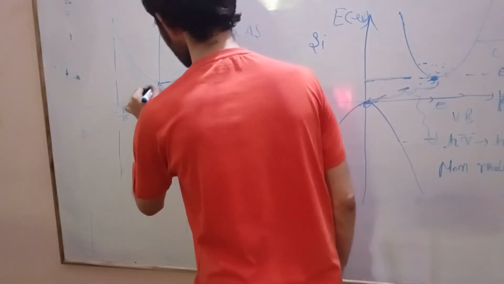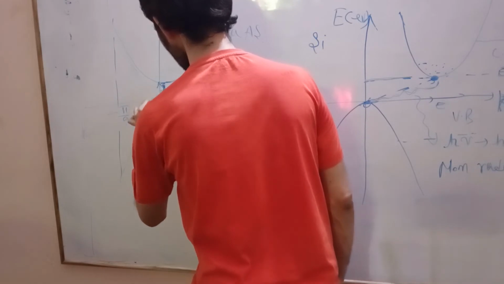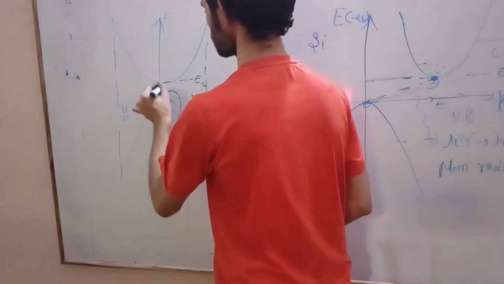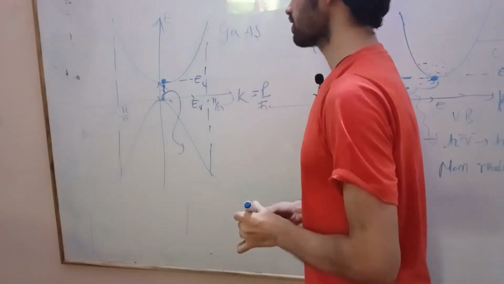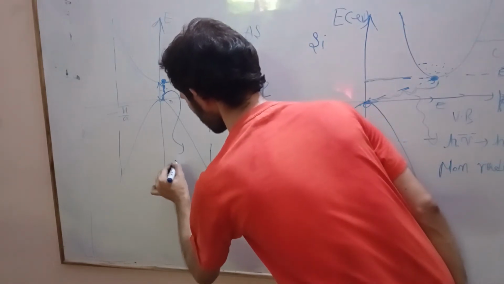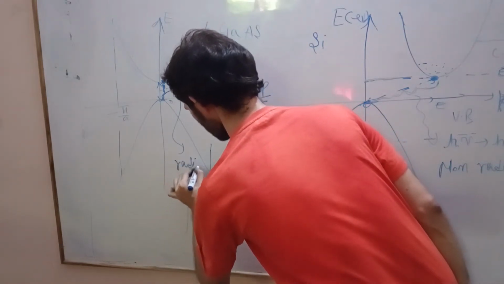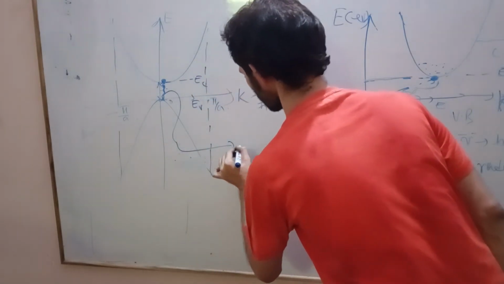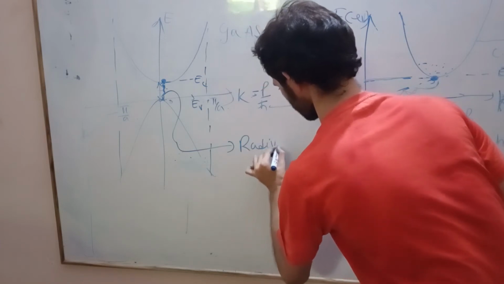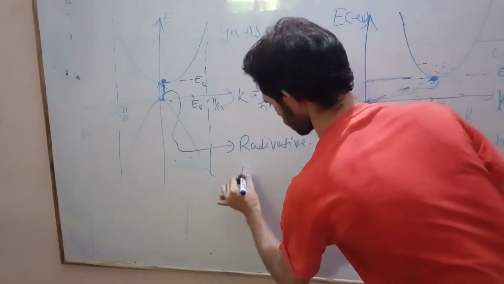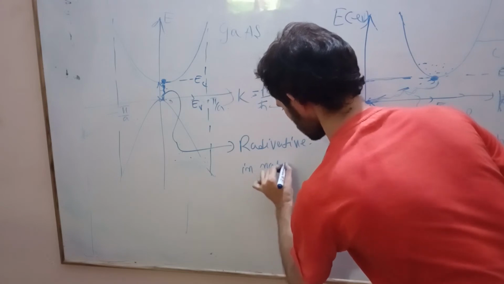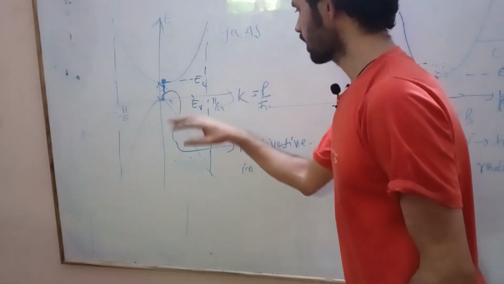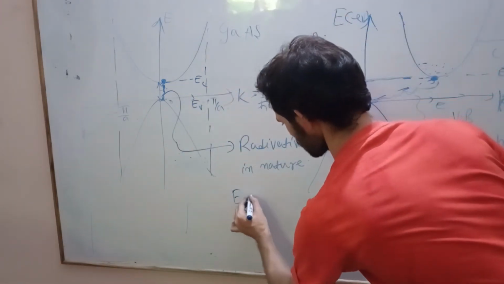But here, whatever energy comes out during the transition of electron from conduction band to valence band, that energy is radiative in nature. This energy is radiative in nature. Therefore, here energy is conserved and momentum is also conserved.